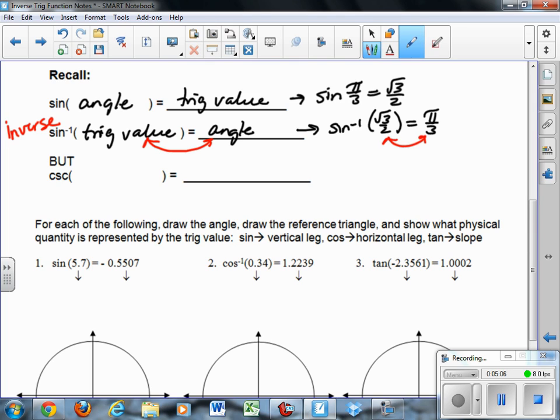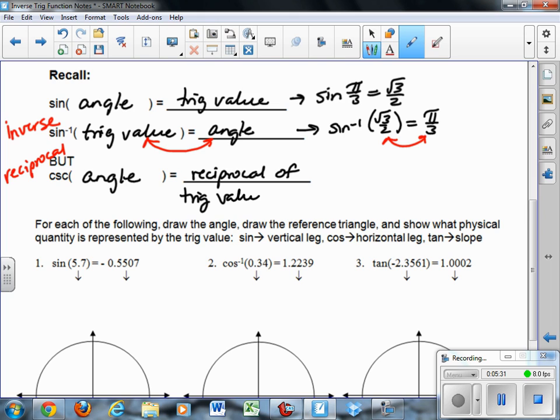Now I don't want you to confuse that with the reciprocal function. The reciprocal of sine is cosecant. Now when we say cosecant, this is still an angle. We're taking cosecant of an angle. What changes is instead of the trig value, we're taking the reciprocal of the trig value of sine.